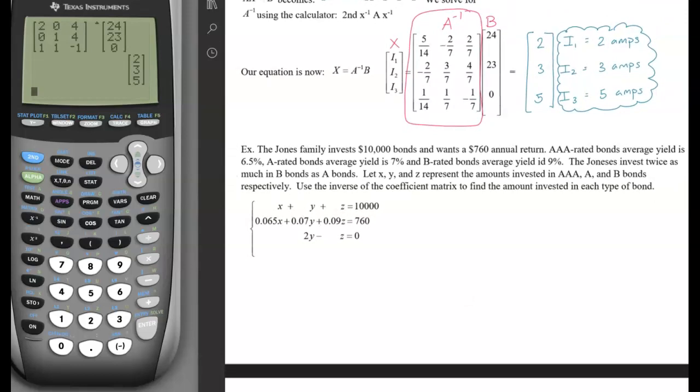The Jones family invests $10,000 in bonds and wants $760 annual return. AAA rated bonds average yield is 6.5%, A rated bonds average yield of 7%, and B rated bonds average yield of 9%. The Joneses invested twice as much in bond B as bond A. Let X, Y, and Z represent the amounts invested in AAA, A, and B bonds, respectively. Use the inverse of the coefficient matrix to find the amount invested in each type of bond.